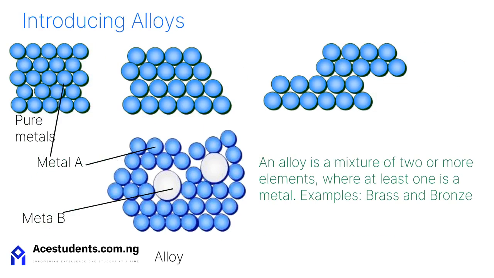To overcome the weakness of pure metals, we create alloys. An alloy is a mixture of two or more elements, and at least one of them must be a metal. For example, brass is a mixture of copper and zinc, while bronze is a mixture of copper and tin. By mixing metals, we can greatly improve their strength and durability.